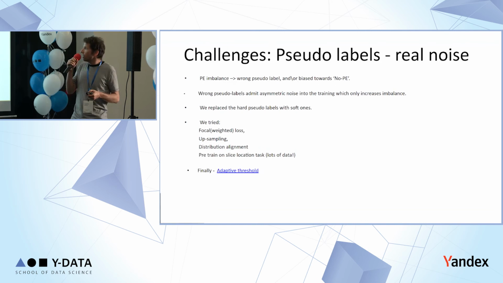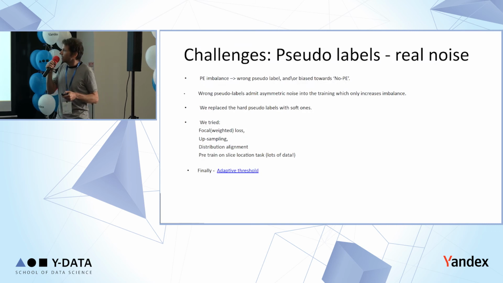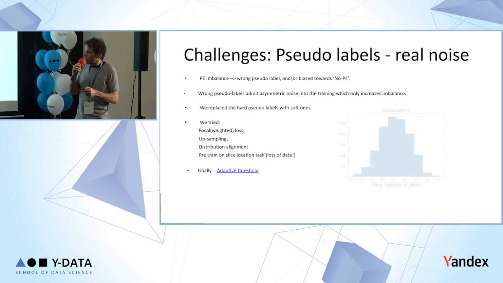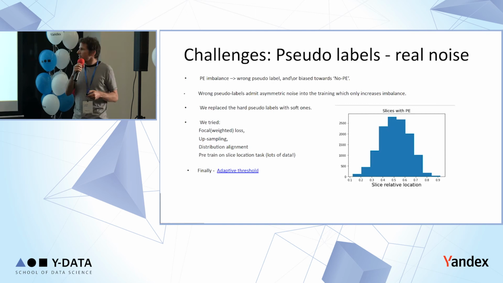So we replaced the hard pseudo labels of the paper with soft ones, so in case the labels are wrong, the incorrect loss will be smaller. We tried all the classic imbalance fixes, like focal loss, weighted loss, upsampling. They all didn't work. We tried to make the network more robust and pre-train it on a slice location task. We noticed that there is an association between the slice relative location and PE, like PE is more prevalent in the middle slices. And this is a label that we have in abundance. So we tried pre-training on this task, but it didn't work.